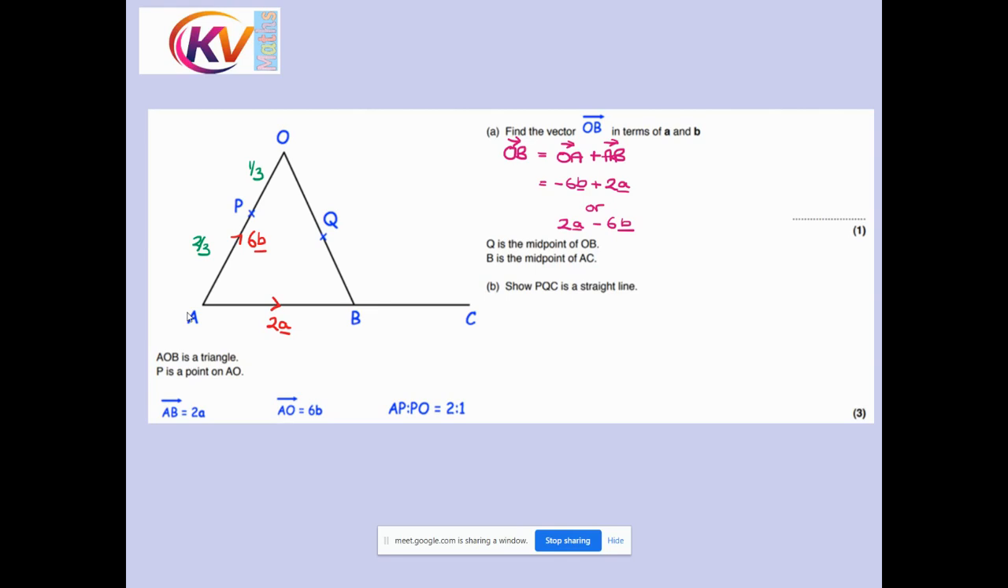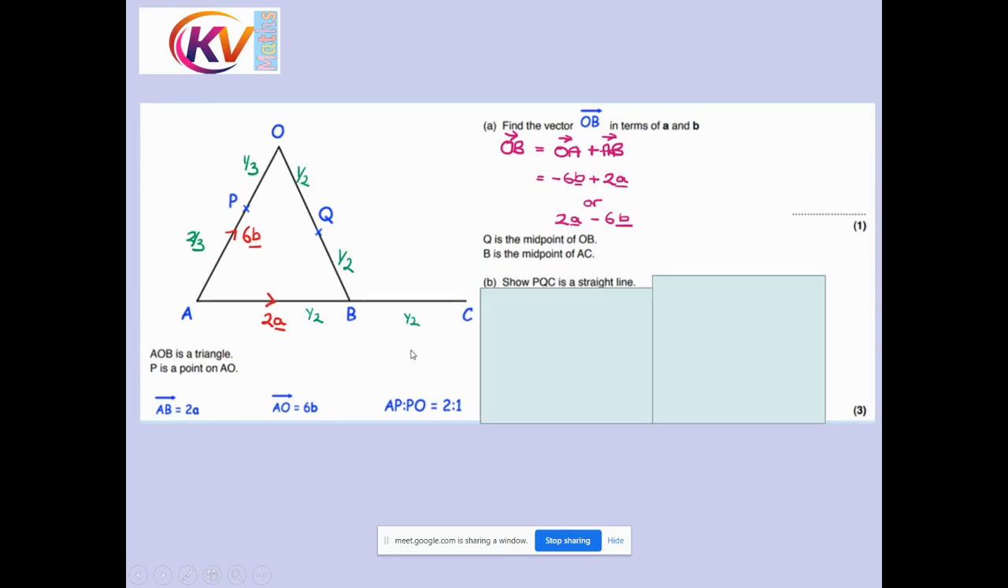Right, the next part of the question wants us to show that Q is the midpoint of OB. So what fraction could I say here for O to Q, if I know that Q is the midpoint? Good, I can show that that bit is a half. And I also know that B is the midpoint of AC. So what fraction of AC is this bit here? Good, we got it again. So we can label all that information. Because it's a midpoint, it's half and half, and again, half and half on the bottom.